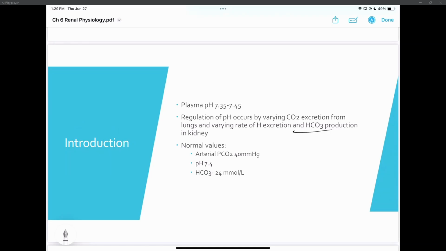Normal values, again, you'll have that on your exam as well, your normal lab values. So it's 40 for CO2, easy to remember, just 40. And about 24 to 28-ish for your bicarbs.